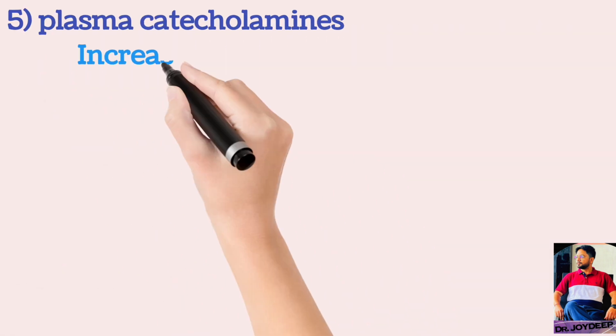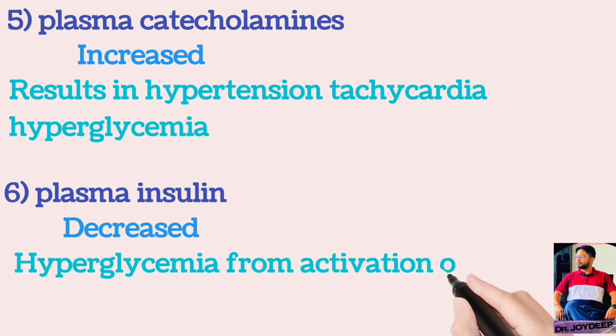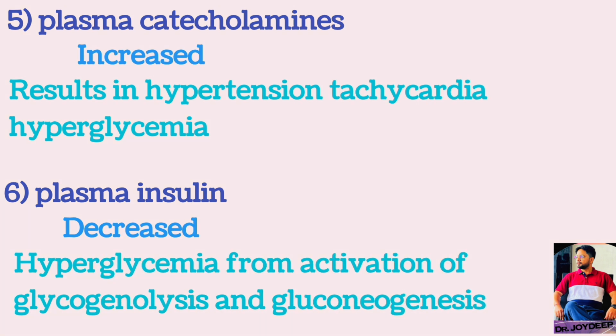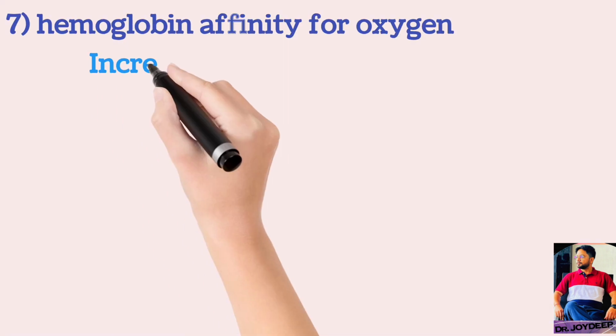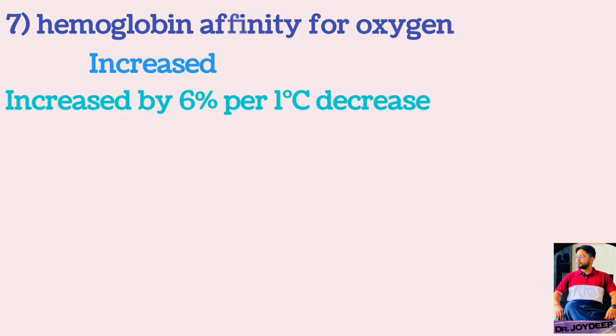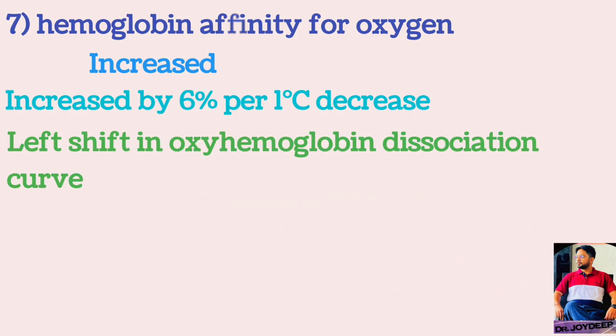Plasma catecholamines are increased, which results in hypertension, tachycardia, and hyperglycemia. Plasma insulin is decreased, which also results in hyperglycemia from the activation of glycogenolysis and gluconeogenesis. Hemoglobin affinity for oxygen is increased. This is increased by 6% per 1 degree centigrade decrease in the temperature. This is seen in the oxygen dissociation curve. Here we can see the left side shift of the oxyhemoglobin dissociation curve.